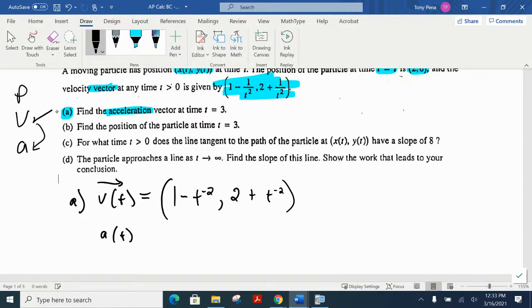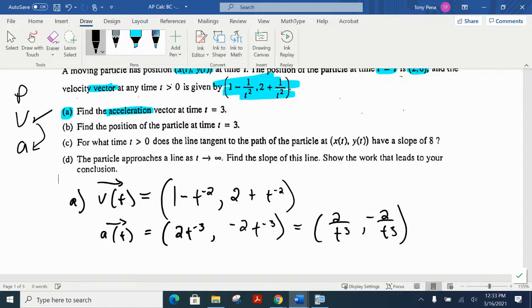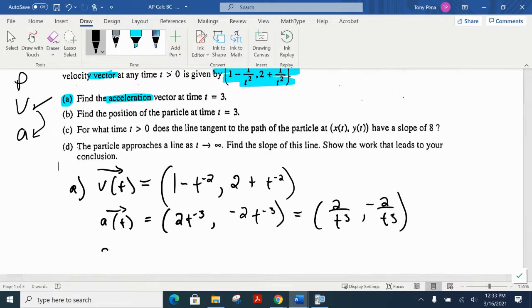So now our acceleration vector at any time would be a positive 2 t to a negative 3, and then a negative 2 t to a negative 3, which is then 2 over t cubed, negative 2 over t cubed. They're asking you to evaluate this at 3. So you take your time of 3, plug that in, and we should get 3 cubed is 27. So both of those have that in the denominator. And those are 2 free points right there, all on our way to our 5s. So that should be nice and easy.